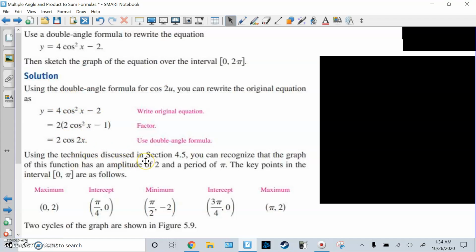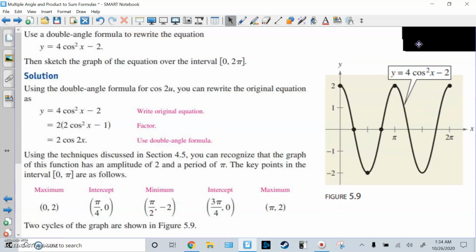We can use our techniques from before: A, B, H, K. A is 2, so the amplitude is 2. B is 2, so that affects the period. It'll be 2 pi over 2, which is pi. Alright, there's no horizontal shift. Midline stays 0. It's cosine, so it's going to be high, mid, low, mid, high. Here's some important information, but here's the graph. So I said high, mid, low, mid, high, then it repeats. And it's pi for one cycle or period.